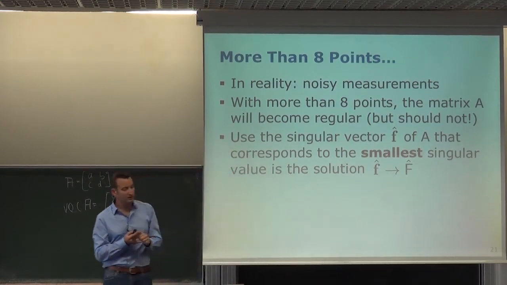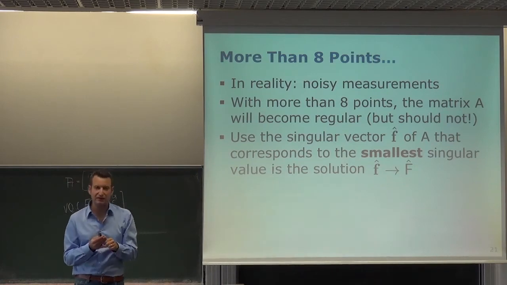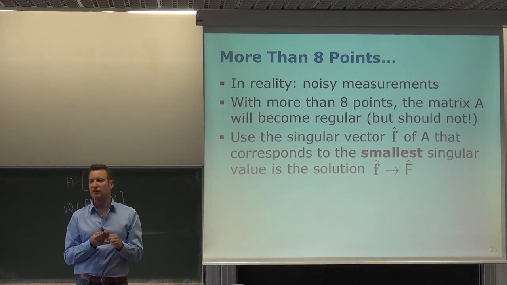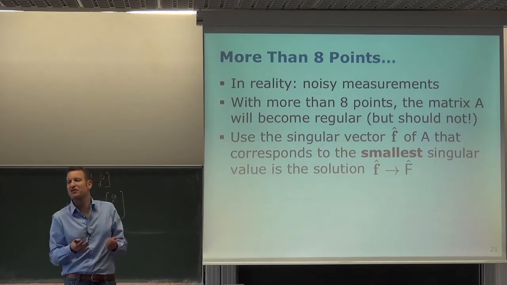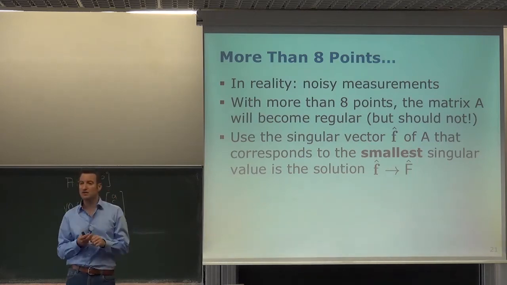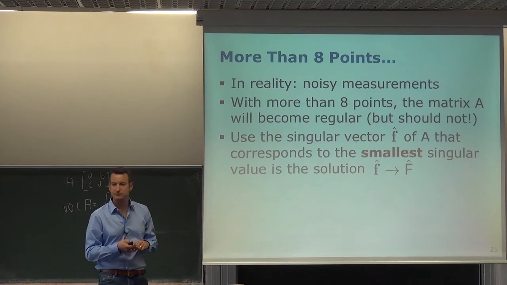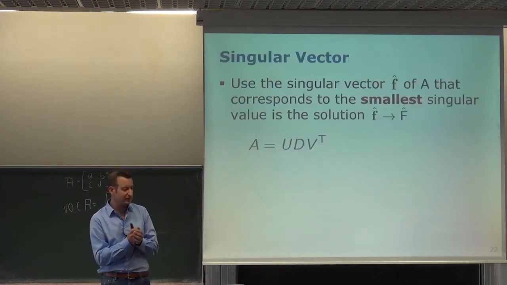What we're going to do in the first step is we say, okay, let's take the right singular vector that corresponds to the smallest singular value, because it's not 0 anymore if I have noisy measurements. Okay, so let's have a look at how this works exactly.